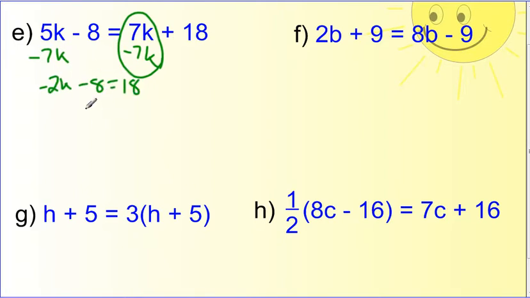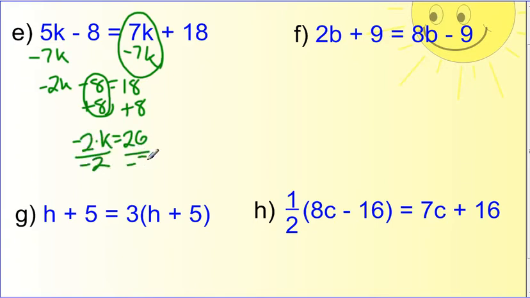Get rid of the add and subtract. So I'm going to plus 8 and plus 8. These cancel. We get negative 2k equals 18 plus 8 is 26. Since it's times negative 2, we divide by negative 2, divide by negative 2. K equals negative 13.